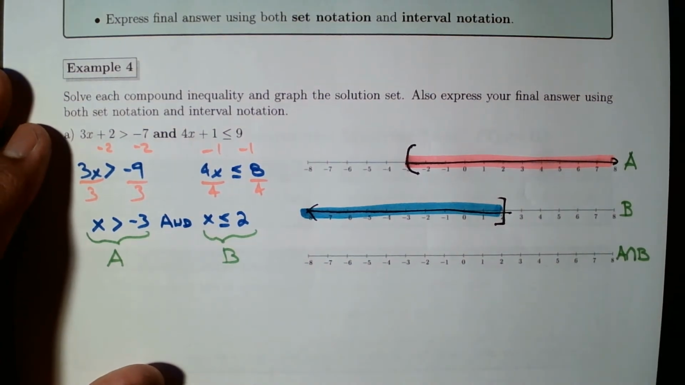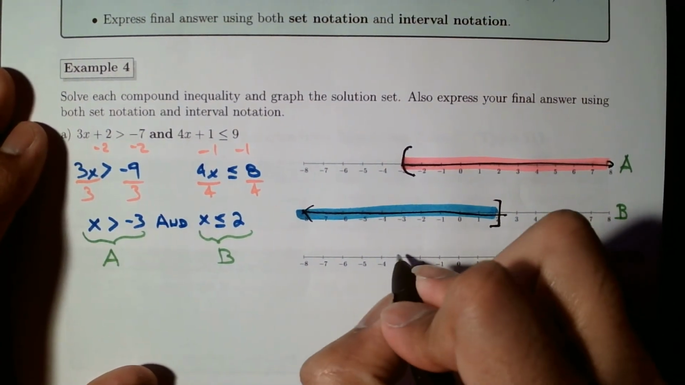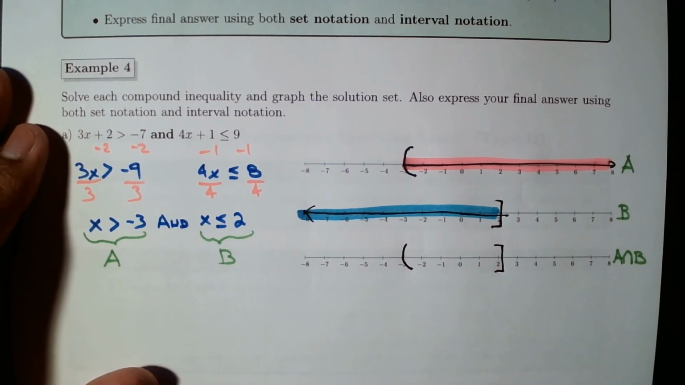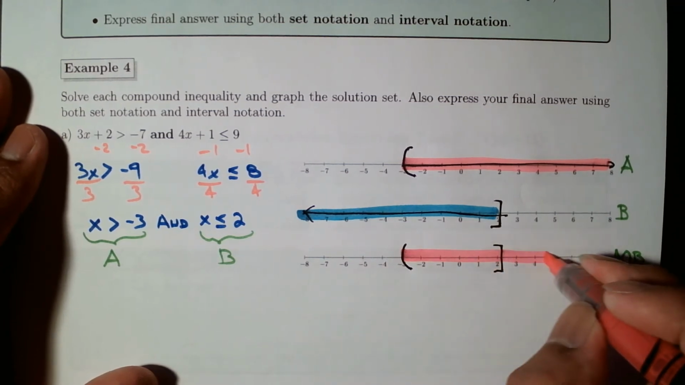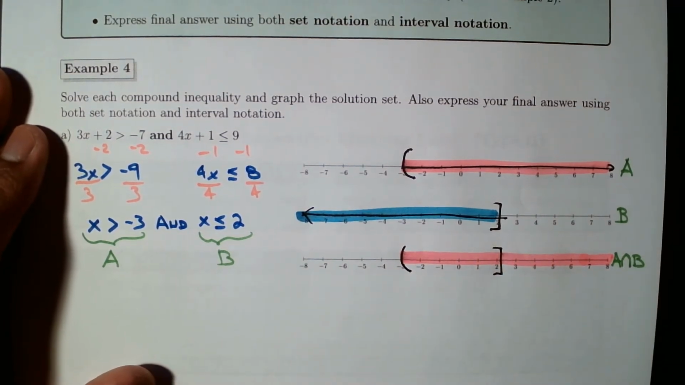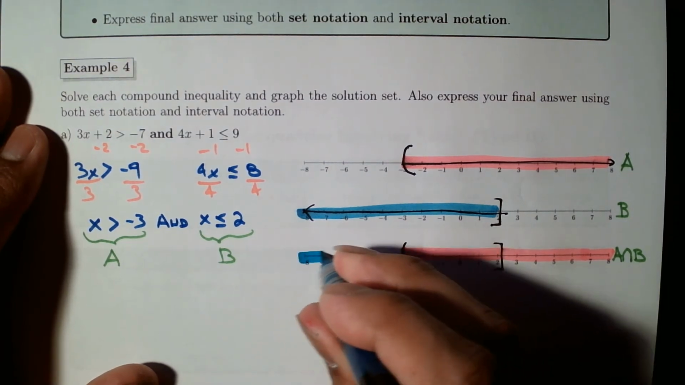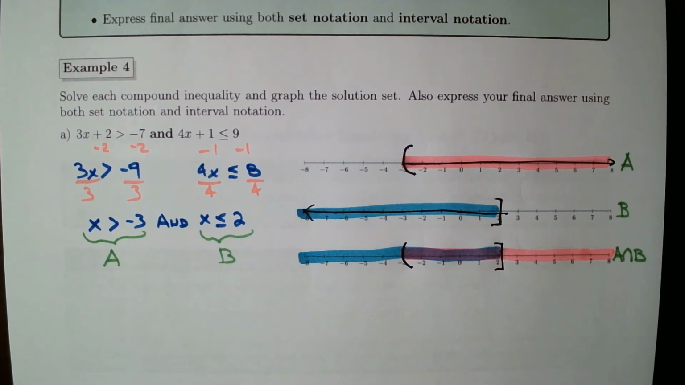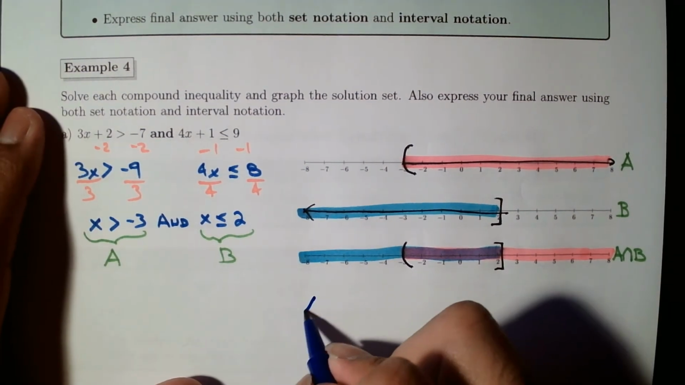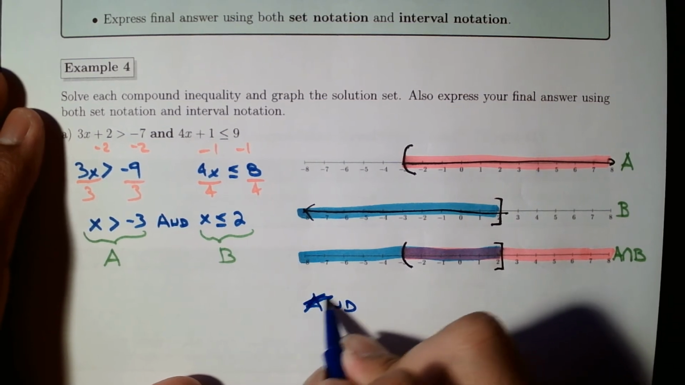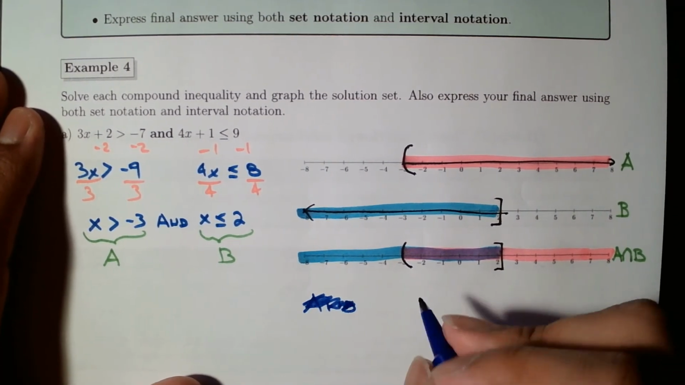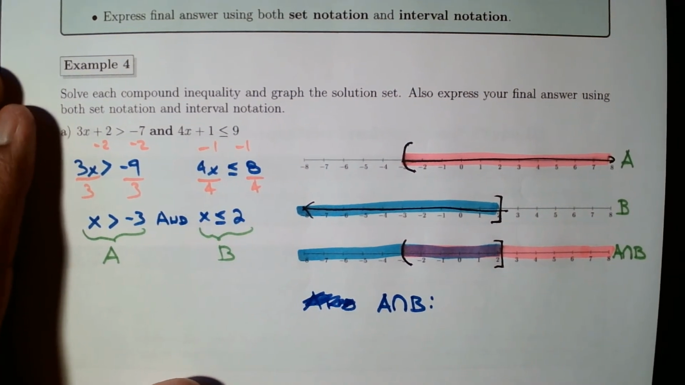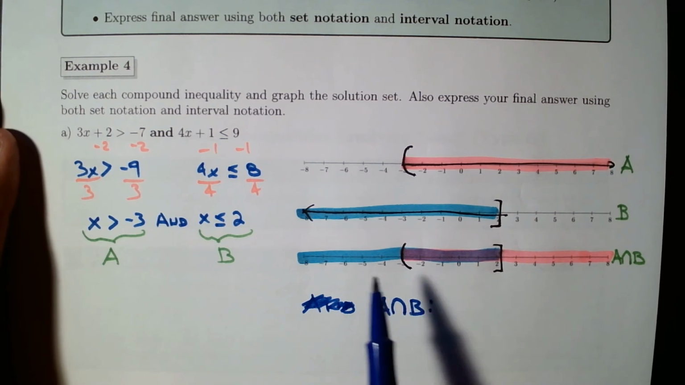Alright, so let's put these two together, and this is going to go pink to the right and blue to the left. Alright, well, in this case, for the AND, A and B, we are looking for the overlap between A and B.